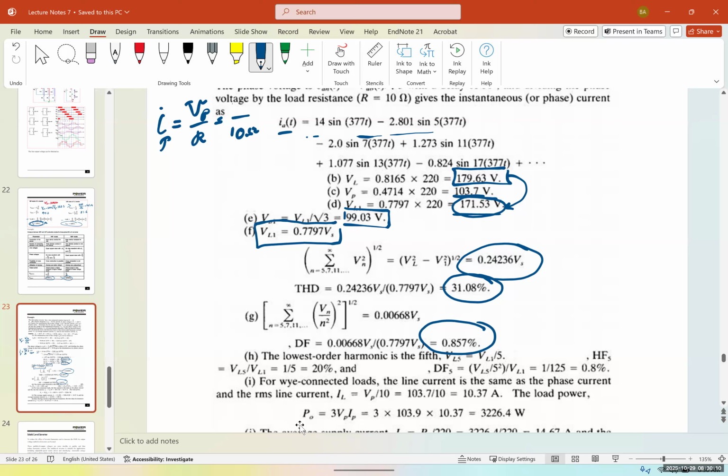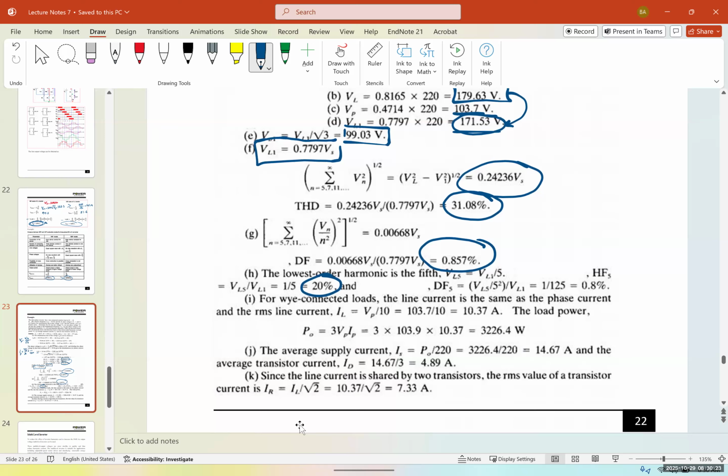We already have VL1, and we can find VL5 over VL1, which is going to be 20% of the amplitude of VL1. And the distortion factor for the fifth harmonic is going to be equal to VL5 over 5 squared, which gives us 0.8%. By the way, this is the harmonic factor, not to mention.